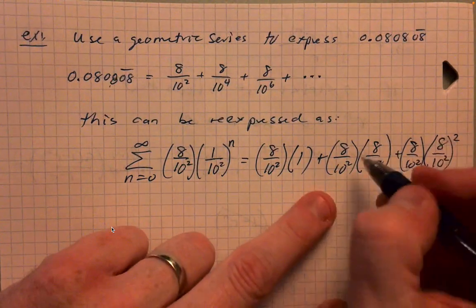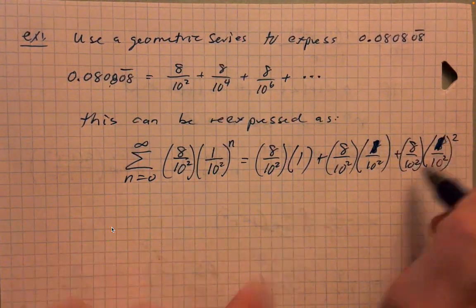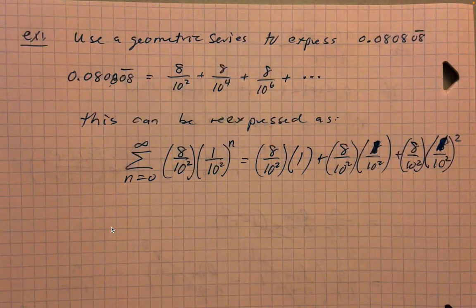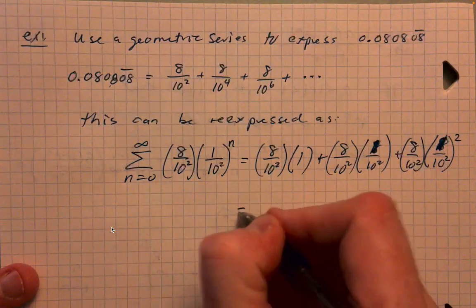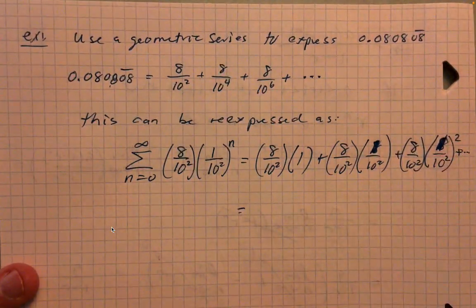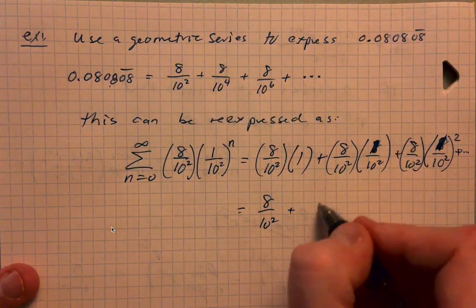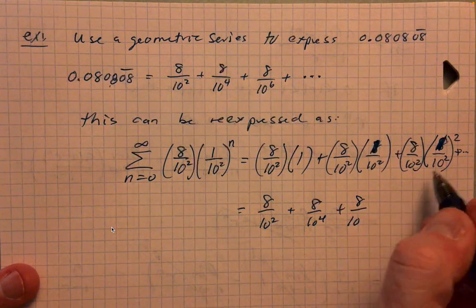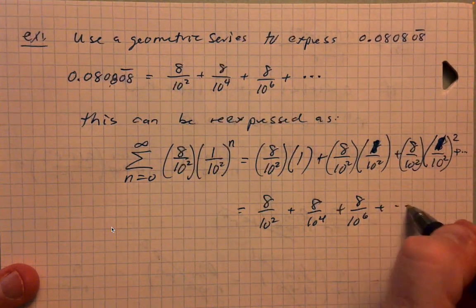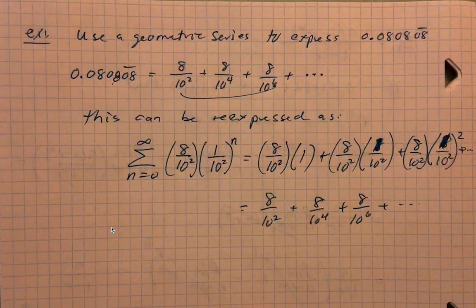Oh, sorry, this should be a 1 here. We don't want to square the 8 each time, we don't want to exponentiate the 8, just the 1. And then obviously on and on. You can see that this is just 8 over 10 squared, this is 8 over 10 to the 4th, this is 8 over 10 to the 6th, and so on. All the terms will align with this.